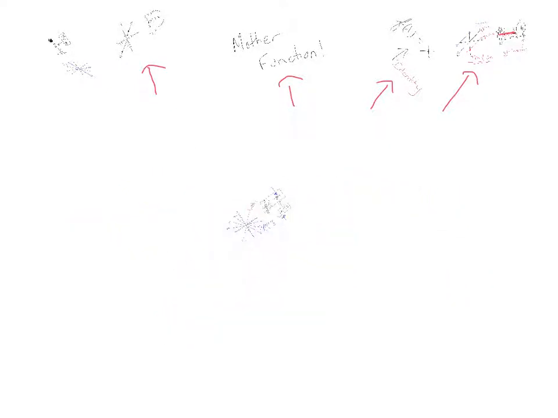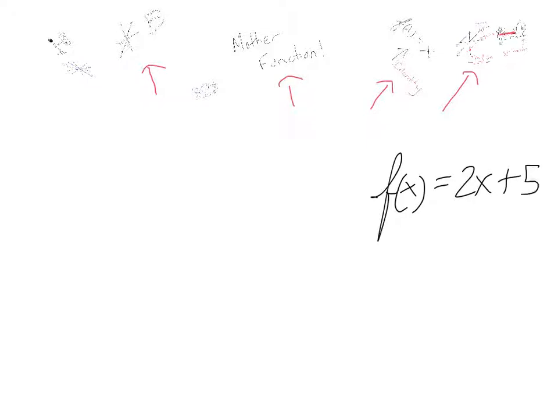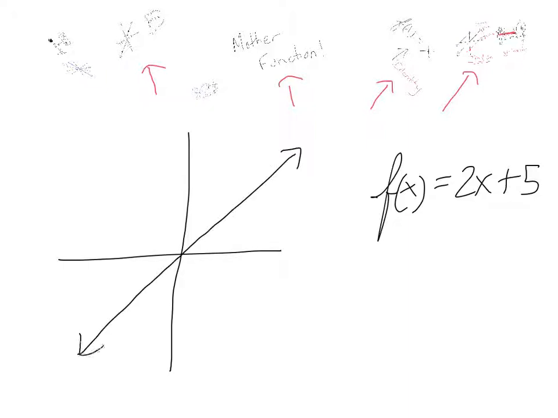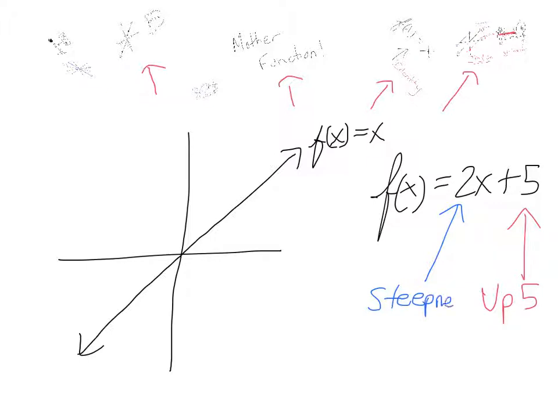Goodbye, Mr. Thing. Okay, so application. Let's look at f of x equals 2x plus 5. My question would be, how does that differ from the mother function of f of x equals x? This tells us what? That it's moved up 5. That's right, kids. What does this tell us? That it's a little steeper. Oh, great.